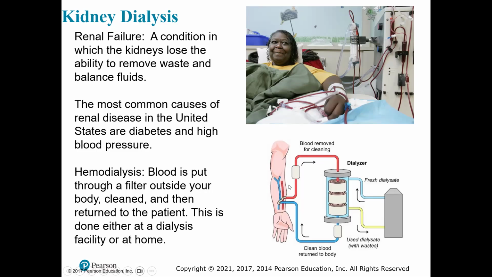The other type of dialysis is called peritoneal dialysis, which a person can actually do at home. They basically have a port in their abdomen. They put a solution there in the abdomen. It absorbs the waste, and then they draw it back out, and then they discard it.